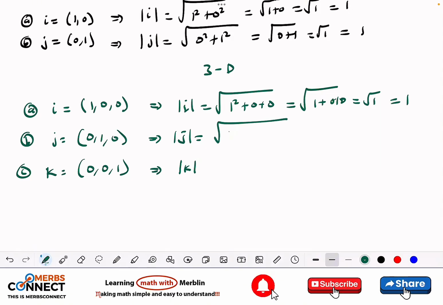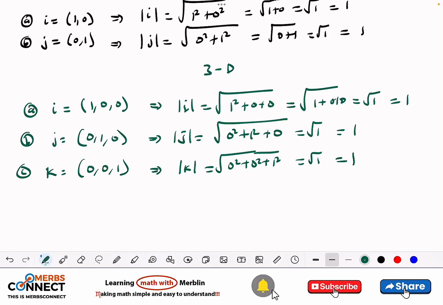So let me just write something short. So 0 squared plus 1 squared plus 0. This is going to be root of 1, and this is going to be 1. This is going to be 0 squared plus 0 squared plus 1 squared. This is root of 1, and this is going to give us 1.